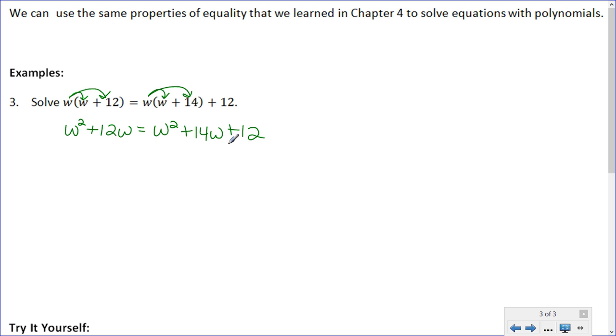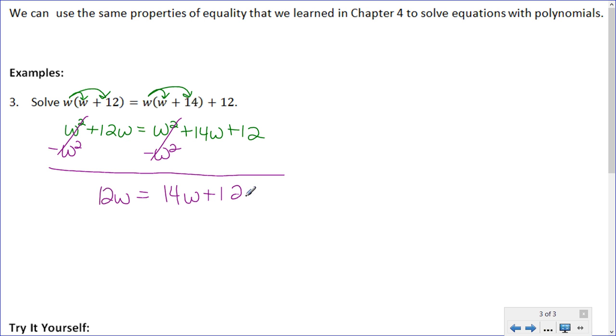So our next step, of course, is to add and subtract to get the things that should be like terms on the same side of the equation. So here I see I have w squared and w squared. And like I said, the w squareds, or whatever the variable is squared, should cancel out of all of these equations that we'll do at this point. So if I subtract w squared from both sides, w squared minus w squared is 0, and w squared minus w squared is also 0. So what we end up with is just 12w on this side, and then 14w plus 12 on this side.